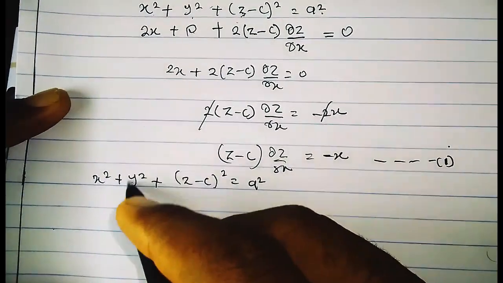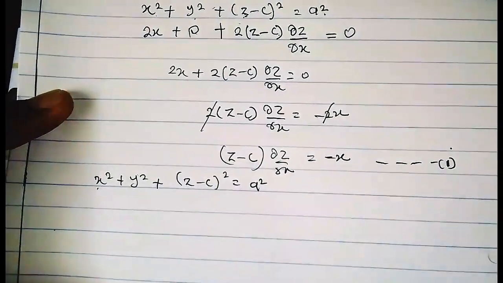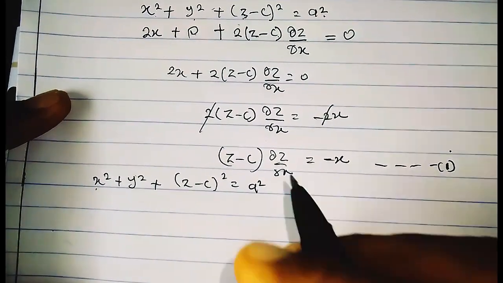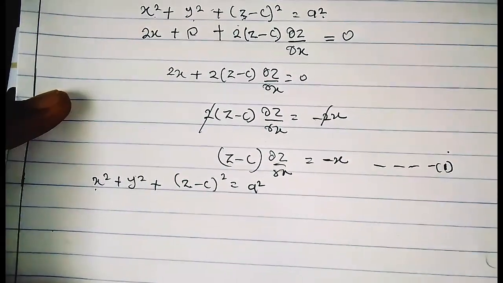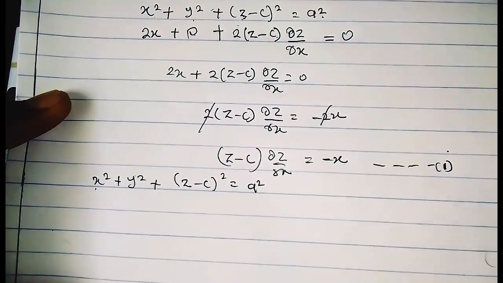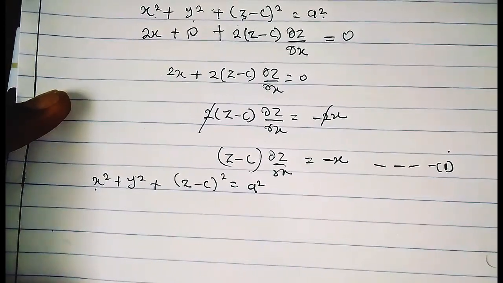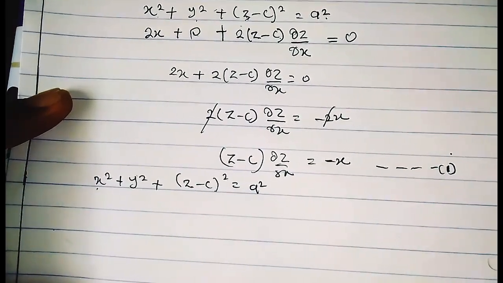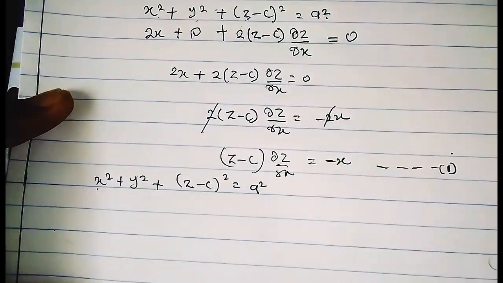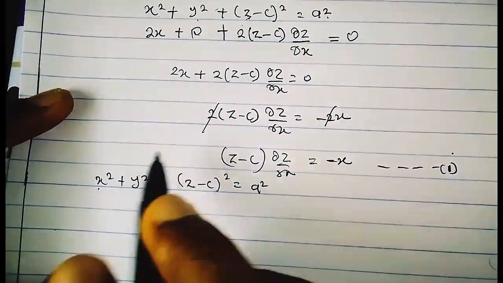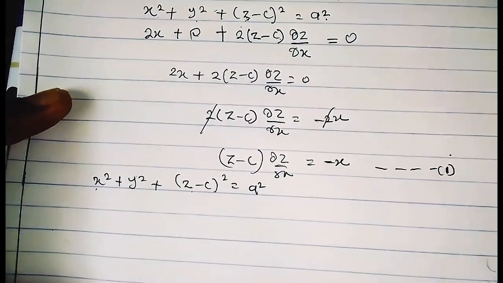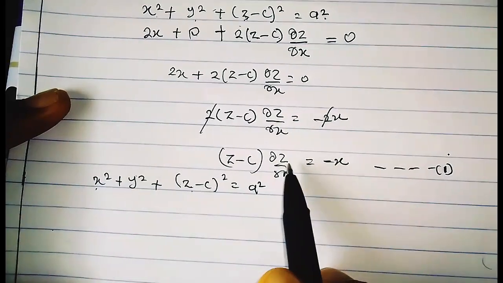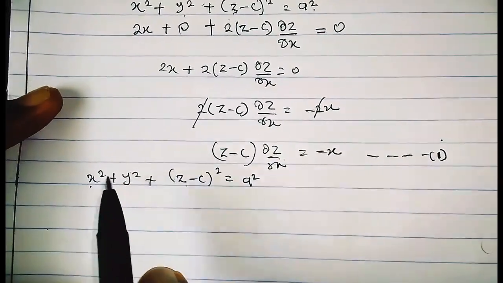Once I'm differentiating with respect to y, x is constant. Remember, I'm differentiating with respect to x and y because my dependent variable is a function of two independent variables, because we are talking of partial differential equations, where we have two independent variables, x and y, and z, which is a dependent variable. So I've differentiated with respect to x. Let me differentiate with respect to y.